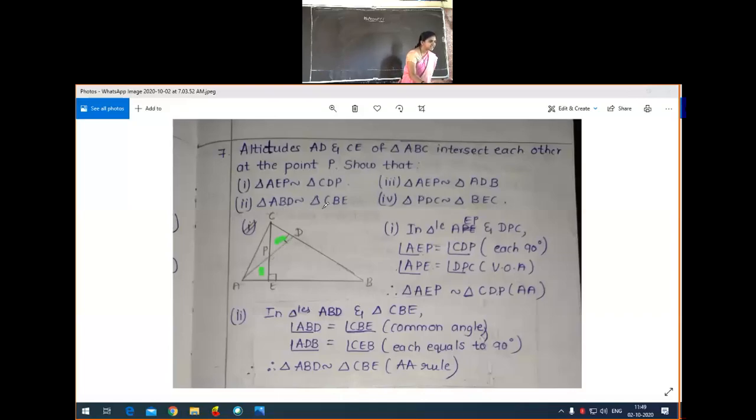Now you take the second one. Now I'll mark the two triangles. Which two triangles do we have to state for the second one? That is triangle ABD, this one.